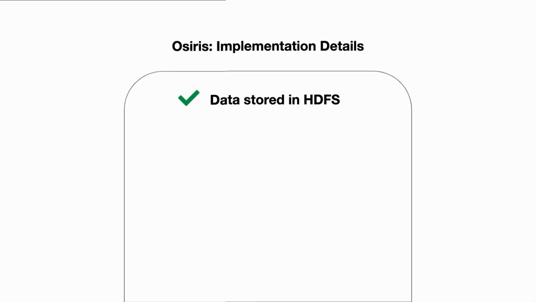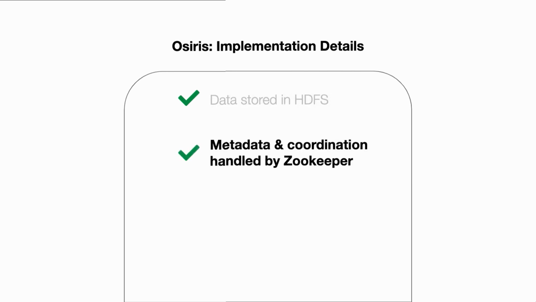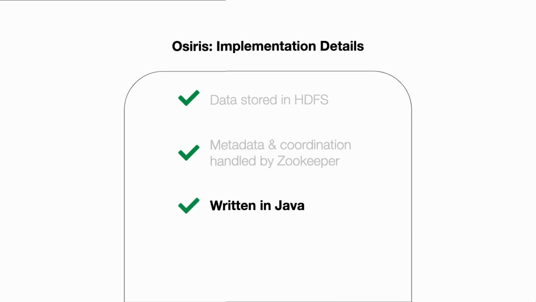So a bit more implementation details just to get that out of the way. We use HDFS to store data. We use Zookeeper to handle metadata and do coordination between servers. The Osiris daemon itself is written in Java because the whole Hadoop ecosystem is all Java-based. And we use Thrift to enable clients to make remote procedure calls to Osiris.